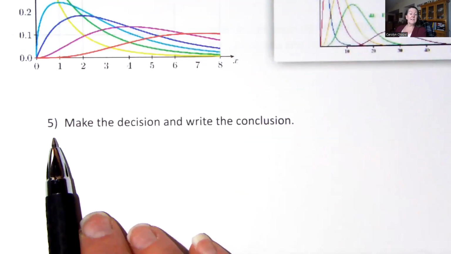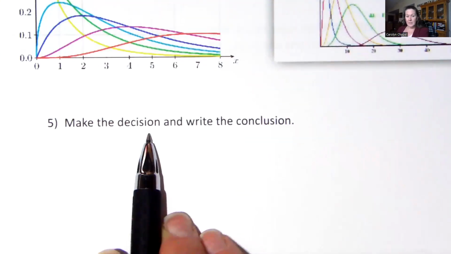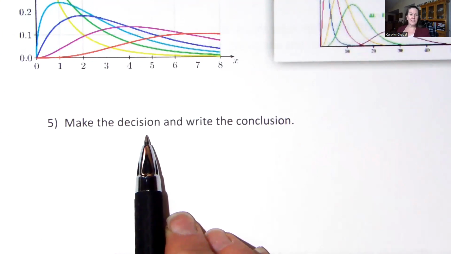Step 5 is, of course, to make our decision, either to reject or not reject. I want to remind you, we do not accept the null. Just like when we don't say that a person is innocent, we always say that they are not guilty, we will not reject.